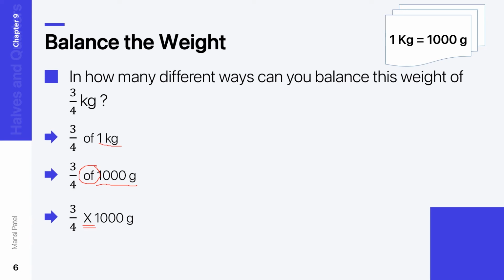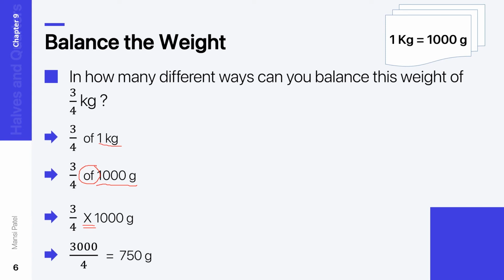Now do the multiplication of numerator to numerator. So 3 multiplied by 1000 is equal to 3000 divided by 4. When you do the division of 3000 by 4, it becomes 750 gram. Now what you have to do is find out the different ways to make 750 gram.